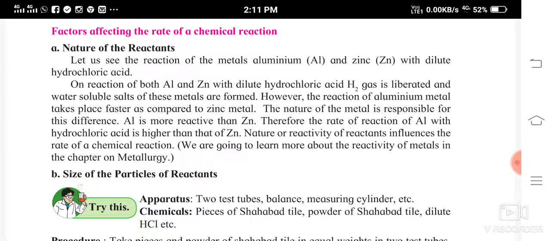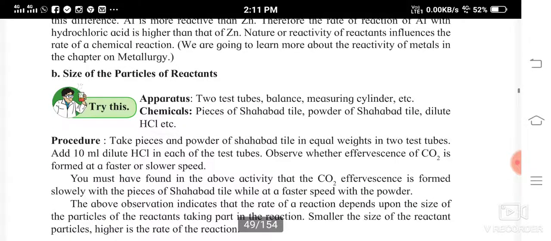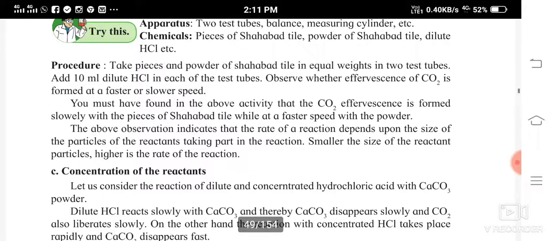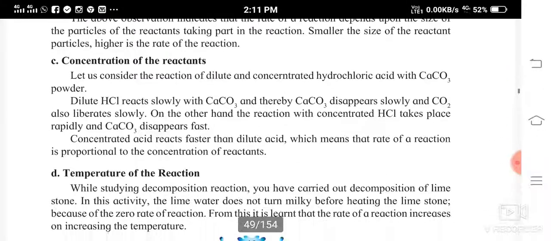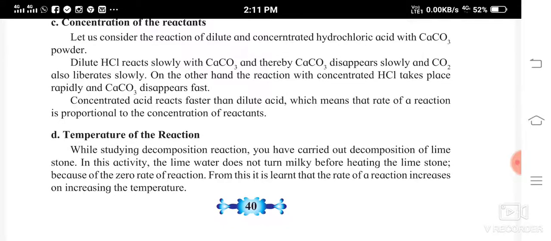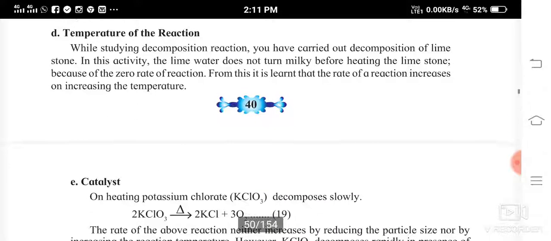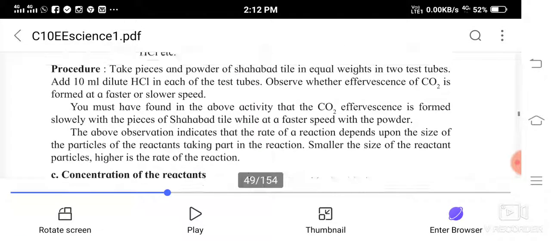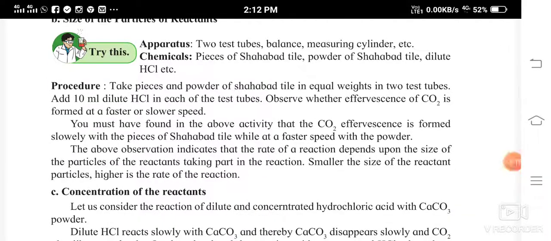Today we have studied two factors. Which are these two factors? Nature of the reactant and size of the particles of the reactant. In the next video, let us study about the concentration of the reactants, temperature of the reaction and catalyst. So let us proceed in the next video.